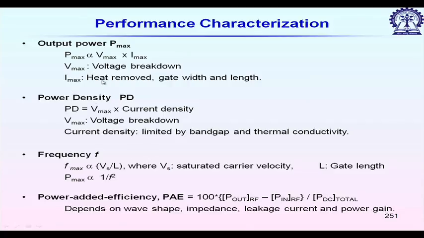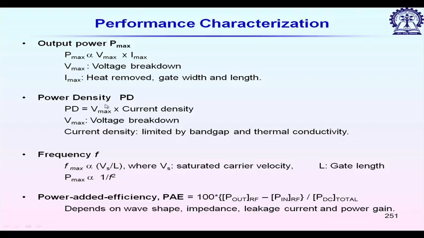These are the mostly well used parameters. So, output power P max is proportional to V max multiplied by I max, where V max represents the breakdown voltage, and I max depends on how fast we can remove heat from the device, also gate width and length, because the resistance depends on it. Next is power density. Power density is equal to V max multiplied by current density. V max is the breakdown voltage, and current density is limited by band gap and thermal conductivity.